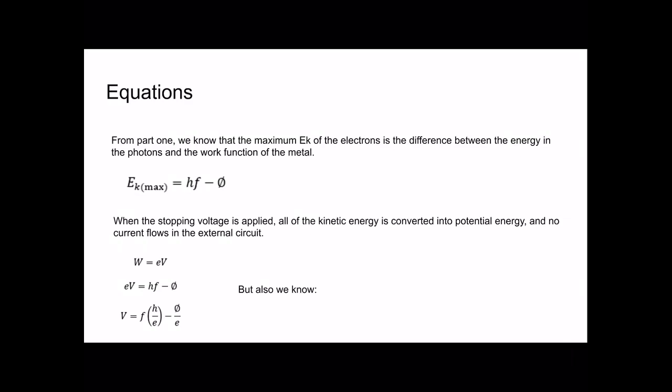As you can see, this graph is in the form of y = mx + c, which is a linear graph. However, we know that the work function of the metal is equal to Planck's constant times the threshold frequency, because the threshold frequency is the minimum frequency required to eject electrons. Therefore, the voltage is equal to the frequency of the light times h over e, minus h times the threshold frequency over e.